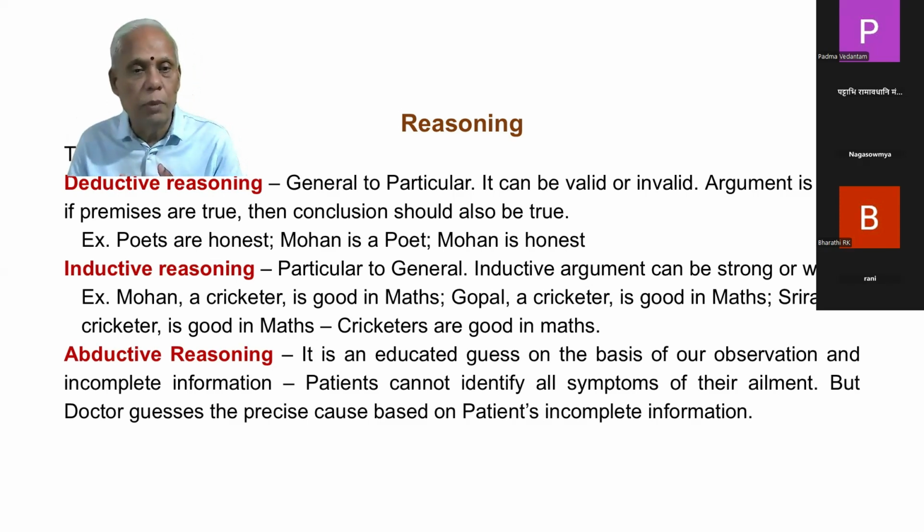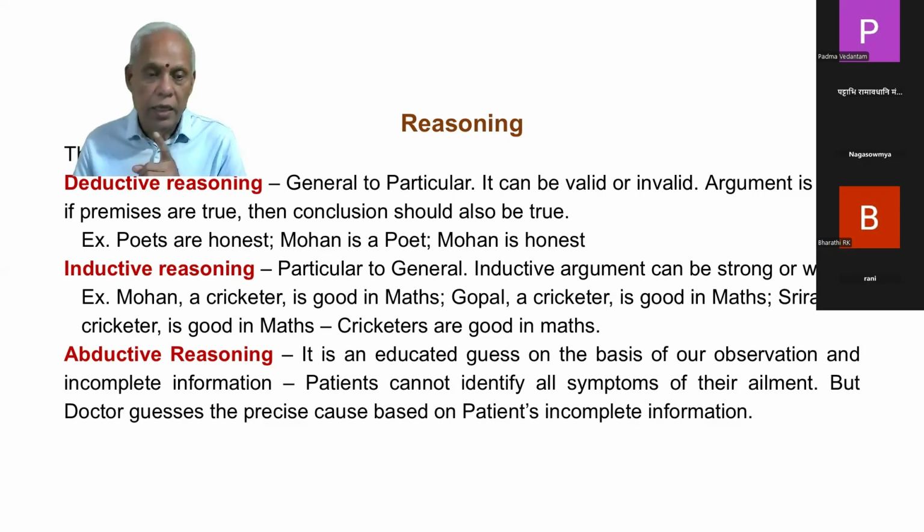కొన్ని చెప్తాం, కొన్ని చెప్పం, కొన్ని మనం చెప్పలేని విధంగా ఉంటాయి. But doctor guesses the precise cause based on patient's incomplete information. This is what is called abductive reasoning. Here, the conclusion is arrived at by abductive reasoning. So we have three types of reasoning: deductive reasoning, inductive reasoning, and abductive reasoning.